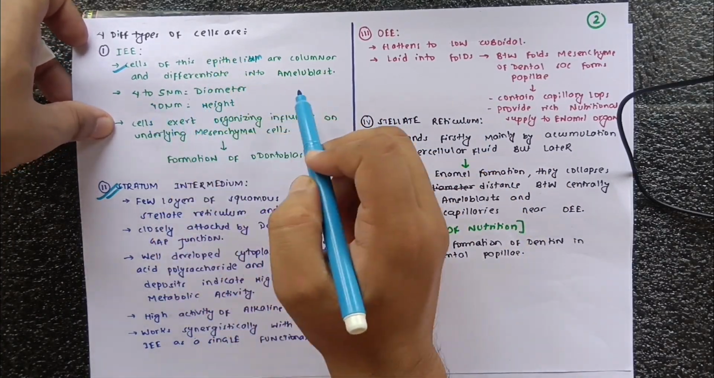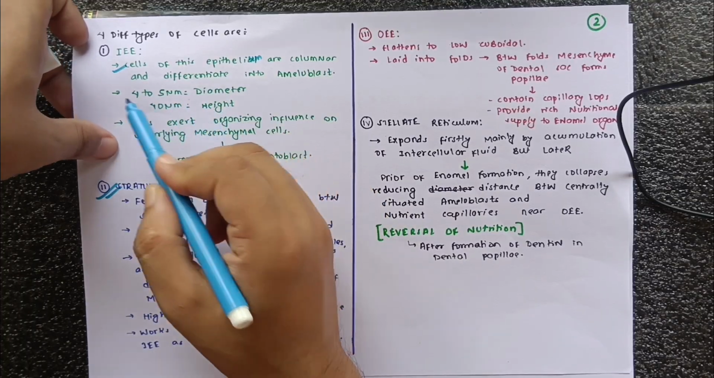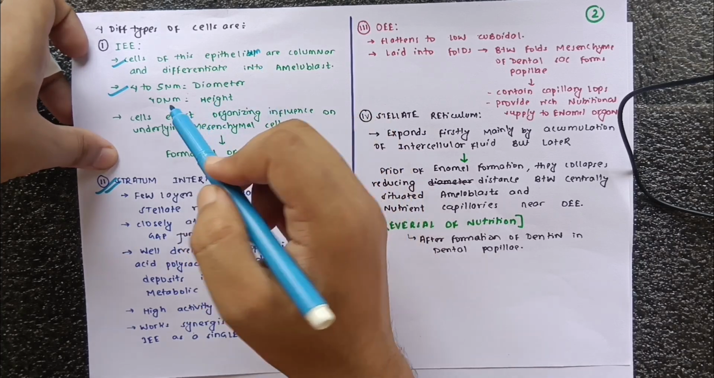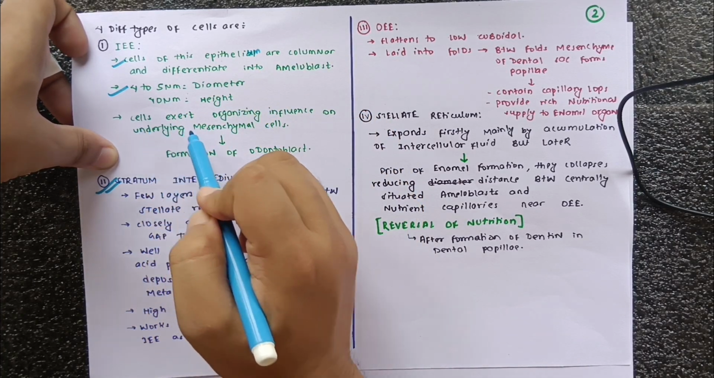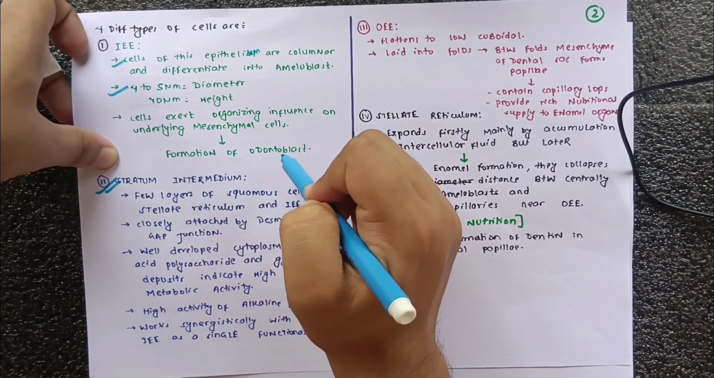Now the dimension of this ameloblast is 4 to 5 micrometers in diameter and 40 micrometers in height. You can remember this, it is not mandatory, but you should remember it if you want to. Then the cell exerts an organizing influence on the underlying mesenchymal cells that form the odontoblasts.